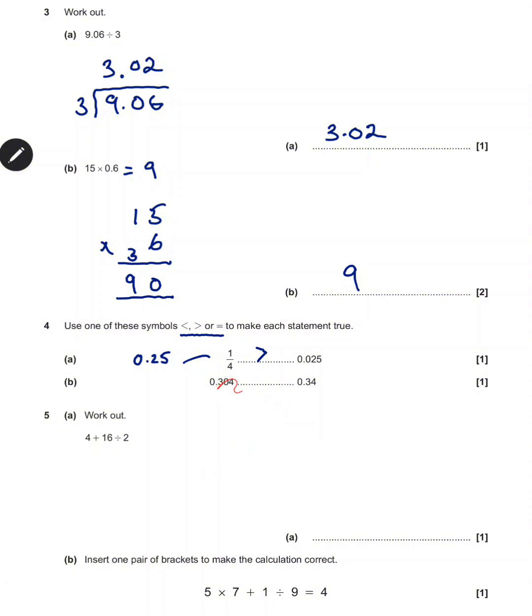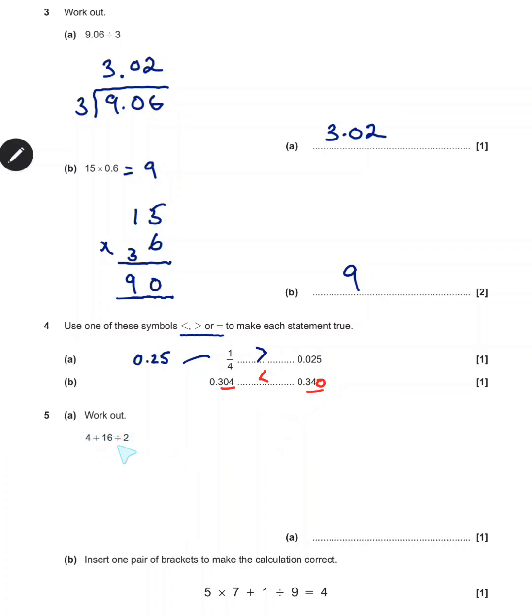Part B, we've got 0.304 and 0.34. If you want to compare decimals directly, make them the same length, and then just say which is bigger, 304 or 340, and 340 is the bigger number. Remember, these are like crocodiles that eat the biggest number.